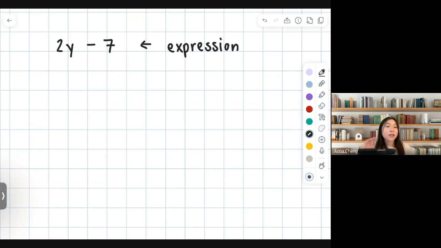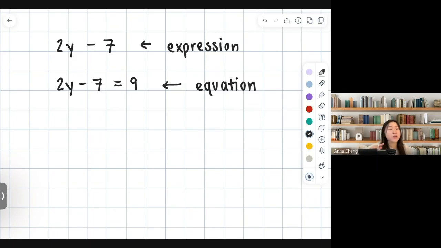An equation, on the other hand, states that two expressions are equal. So for example, 2y minus 7 equals 9. This is an equation. The difference is really important because expressions are evaluated using the order of operations, whereas equations are solved in order to find the value of the variable in here. Okay? So on the CSET, you might be asked to identify whether a mathematical statement is an expression or an equation. They might even ask you what the difference is between the two.